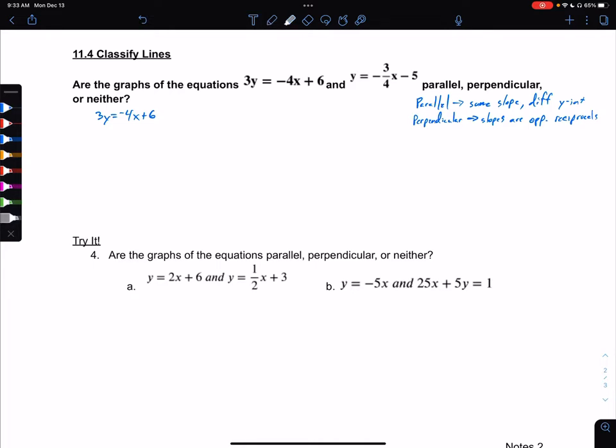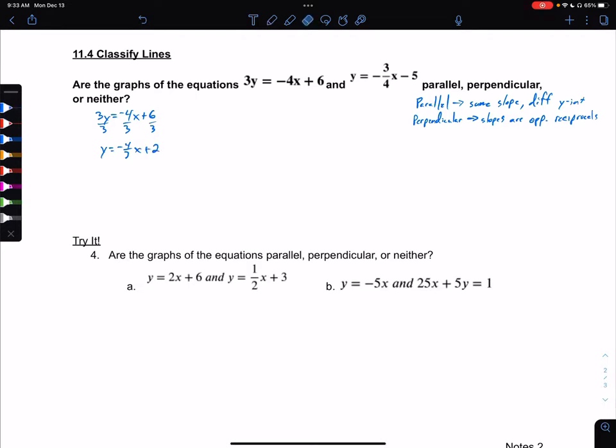Now, you do want to be careful. Sometimes we jump to the conclusion that this negative 4 is the slope. However, y is not isolated, so we need to isolate y first. So I divide everything by 3. I'm left with y equals negative 4/3 x plus 2.